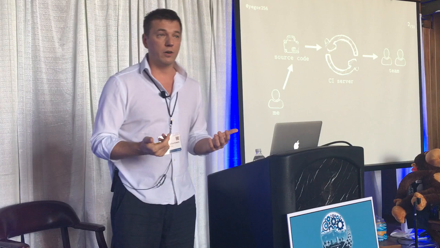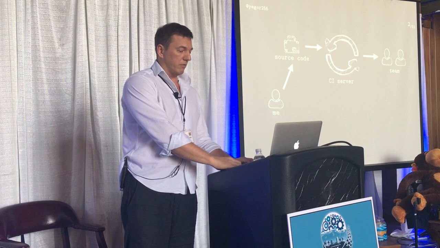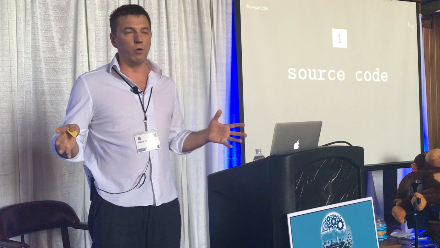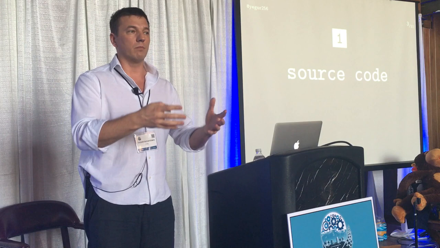Okay. So there are 8 maturity levels, which I observe and I see in my projects. The first one is when you just have the source code and you don't have anything else besides that. So that's how all the programmers usually start. You just open a directory on your computer, then you put some, let's say Java files, and that's all you have.